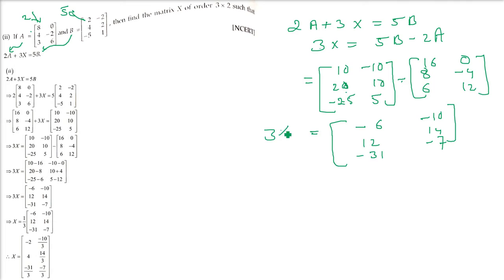Now this is 3x. Now just divide all these by 3. That is, take the scalar multiplication of 1 by 3 with all these. So divide by 3. Whichever can be divided, just divide it. Others you can just write it.